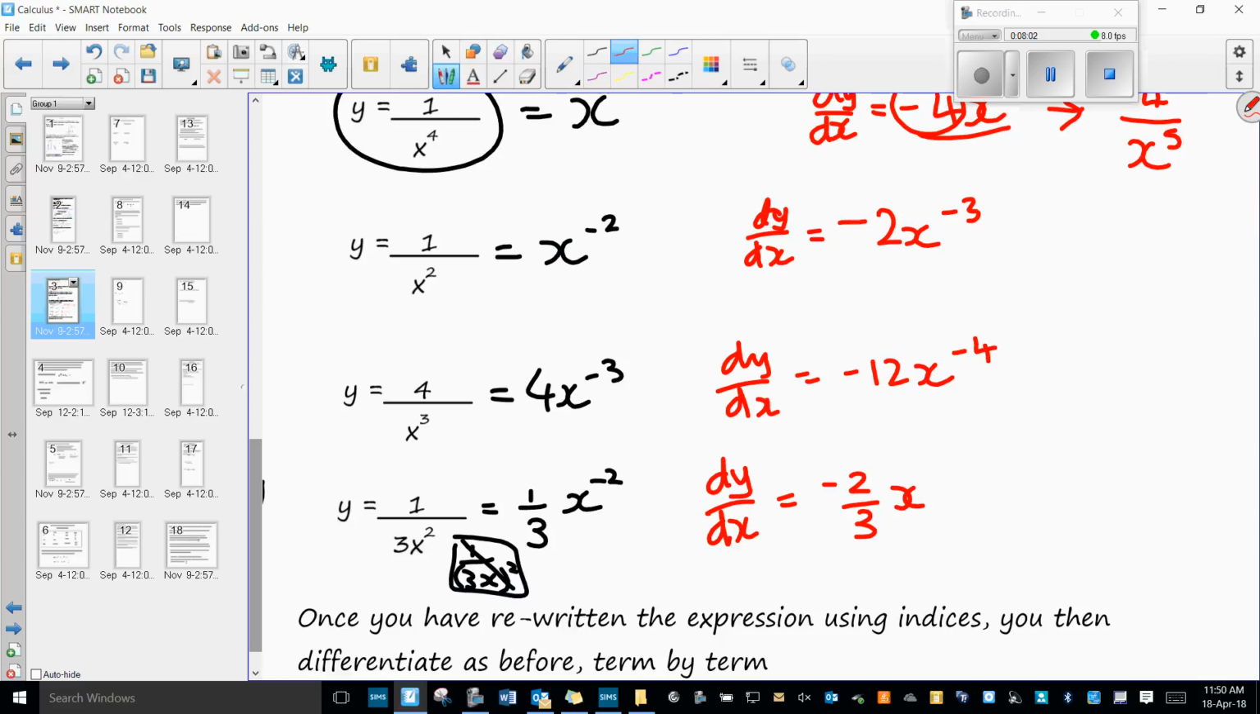Lovely. Okay. Now, if you were ever not sure, you've got 1/3. You're multiplying by negative 2. Remember, the 2 is 2 over 1. Top times top, bottom times bottom. Okay? So that's just a reminder. That's how we got that there.